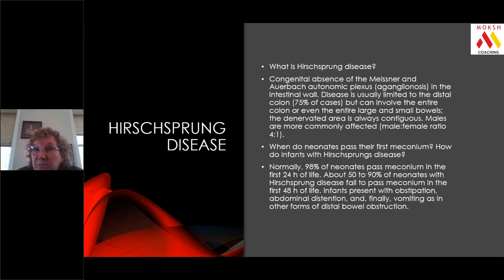So your assumption is going to be, if they don't pass it in the first 48 hours, you should be thinking Hirschsprung's disease. Or you can be thinking meconium plug. A duodenal membrane, where's the duodenal membrane going to obstruct? In the duodenum, right? So what do those kids usually present with?